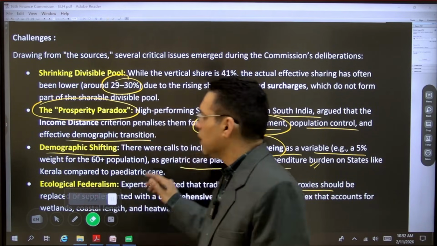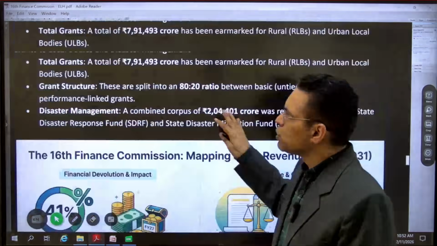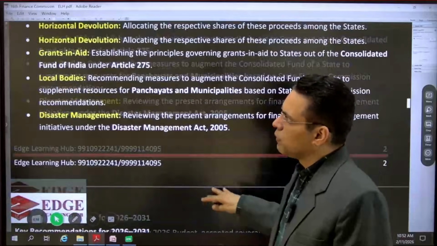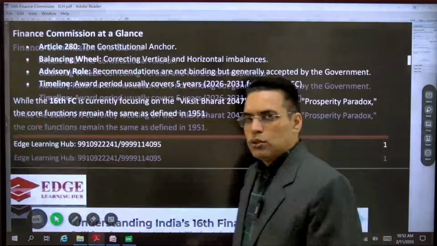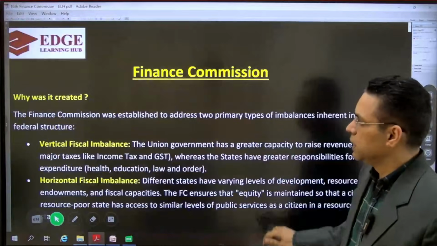So these are the basic criteria that we have to understand. Go through this document. It will cover almost everything that you require in the exam. I don't think you'll get questions beyond these for the prelims as well as the mains. Okay, so that completes the concept of the finance commission. This PDF will be shared and you can go through it in detail.